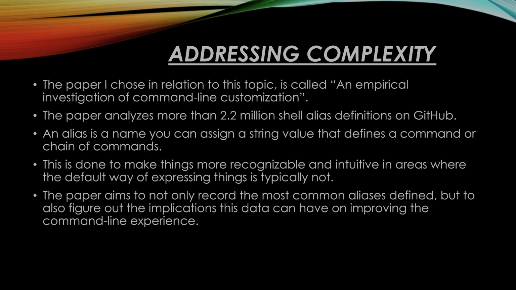The paper I chose in relation to this topic I've discussed so far is called An Empirical Investigation of Command Line Customization. The paper analyzes more than 2.2 million shell alias definitions on GitHub. An alias is a name you can assign a string value that defines a command or chain of commands. The paper aims to not only record the most common aliases defined, but to also figure out the implications this data can have on improving the command line experience.